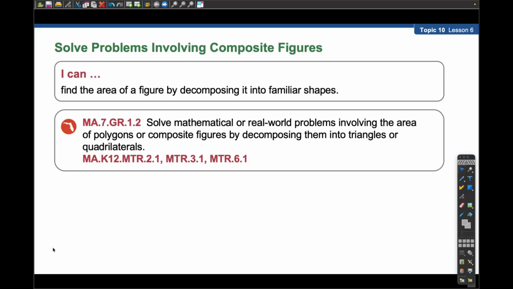We've got topic 10, lesson 6 here. Solve problems involving composite figures. I can find the area of a figure by decomposing it into familiar shapes. Alright, let's get into this.